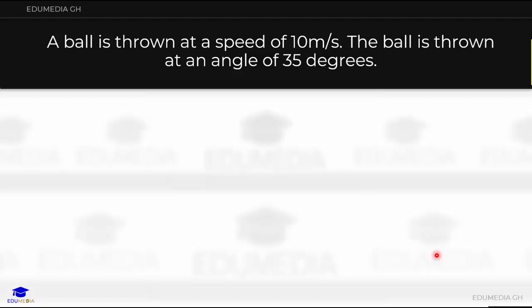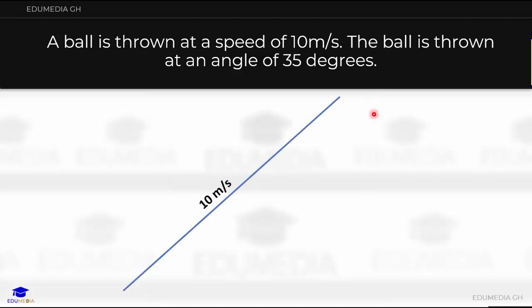So I stand here and then I throw a ball. So when I throw it, it moves forward. The speed that it moves by is what? It moves 10 meters per second. So at each second, it moves 10 meters, or it covers 10 meters. The line will look like this.